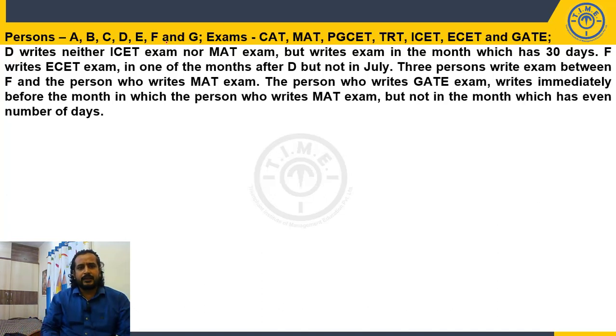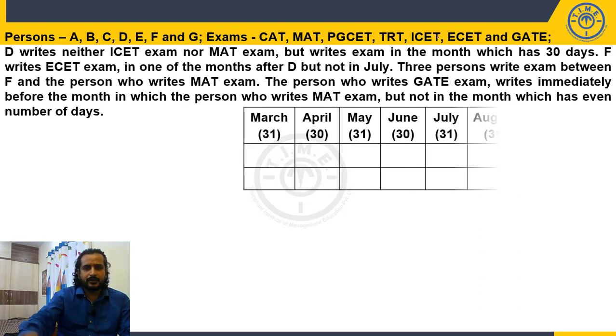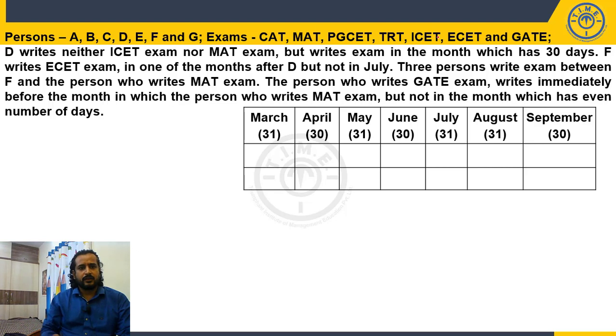Persons A, B, C, D, E, F and G, exams, right. And what is the basic structure? This is our basic structure. Okay. What is the first clue given? D writes neither ISET nor MAT.